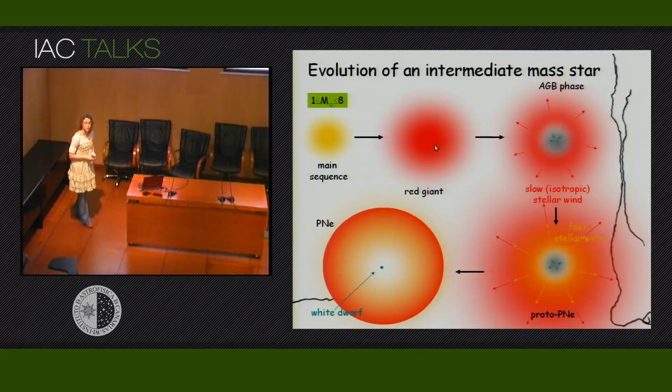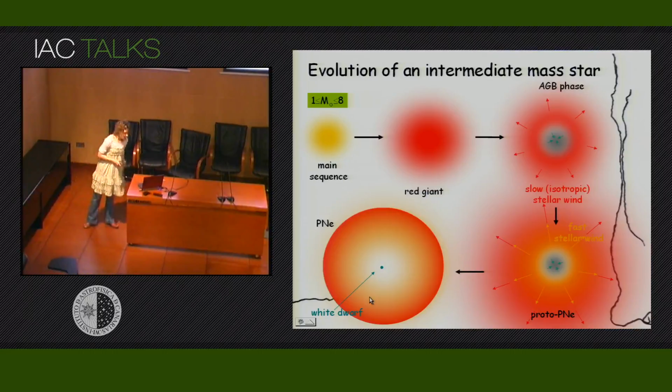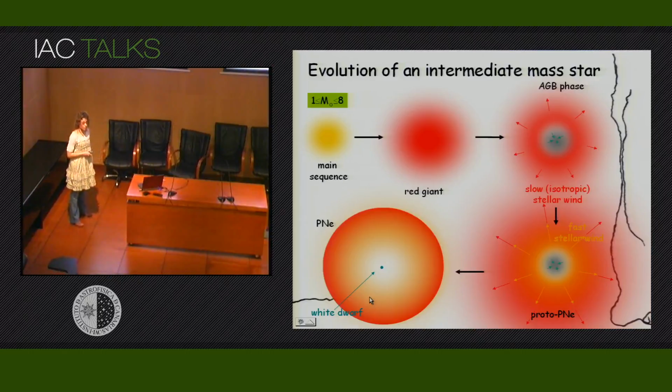So, this is just a schematic representation of the evolution of an intermediate mass star. As everybody knows, in the late stages of intermediate mass stars, the outer layers are ejected and the nucleus starts to collapse. This mass ejection is done in two phases, first with a slow wind and then with a fast wind in the protoplanetary nebula stage. At the end, we have the white dwarf in the center of our planetary nebula. And as expected from a spherical object, all this mass loss is done in an isotropic way.